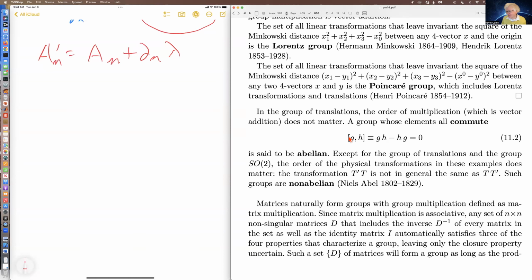But that may be totally apocryphal. I'm not a historian. I don't know. Anyway, poor Abel lived only to be 27 years old.